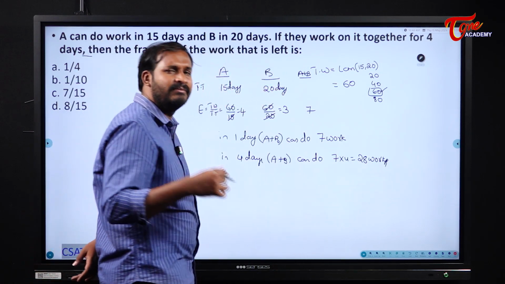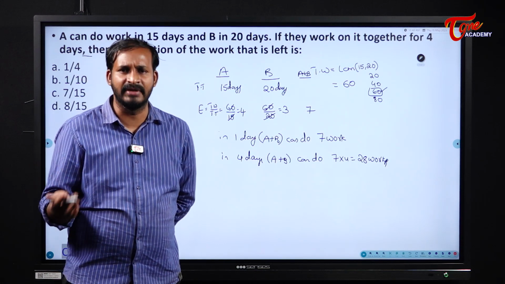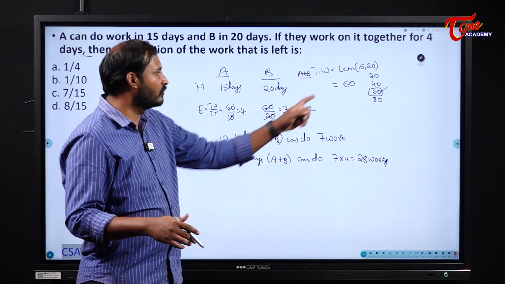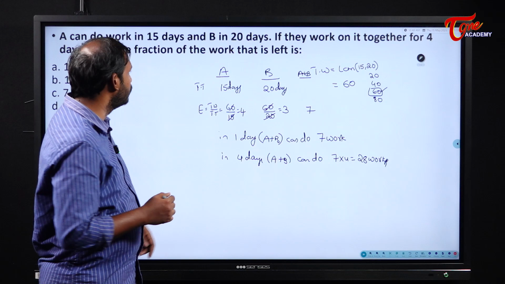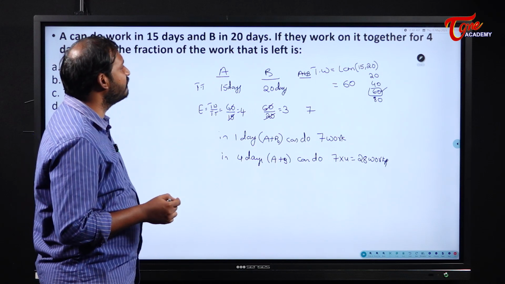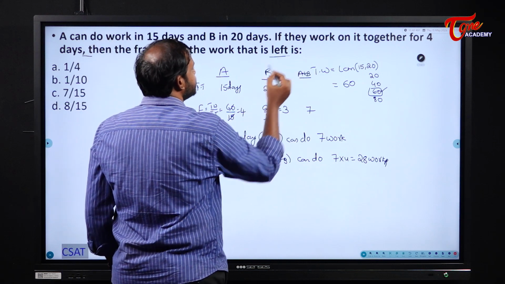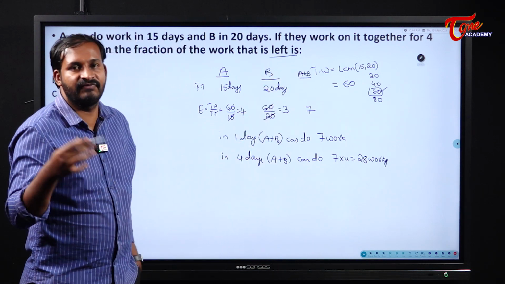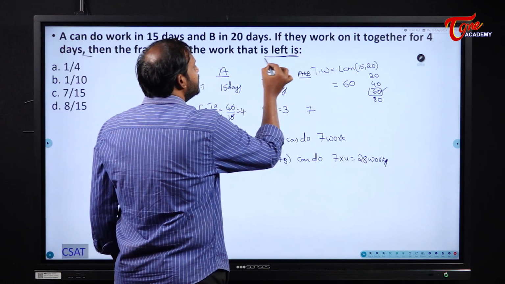That 28 can be building walls or digging a hole or whatever it may be, meters or centimeters, whatever it may be. But total work is 60. In 4 days they will finish 28 work. Now, what is the question? What fraction of the work is left? Please be careful. Sometimes they will ask what fraction of the work is finished or left.